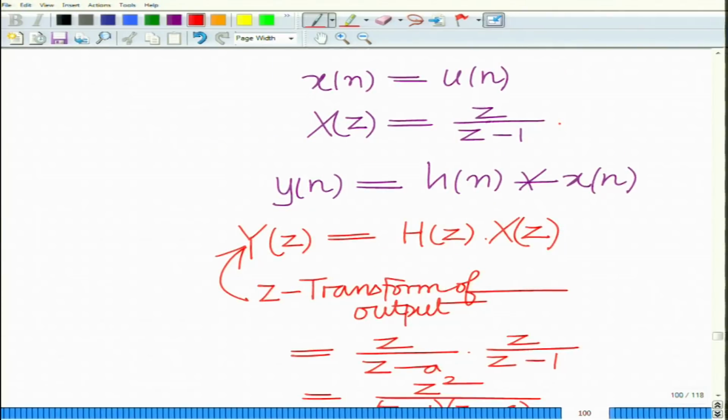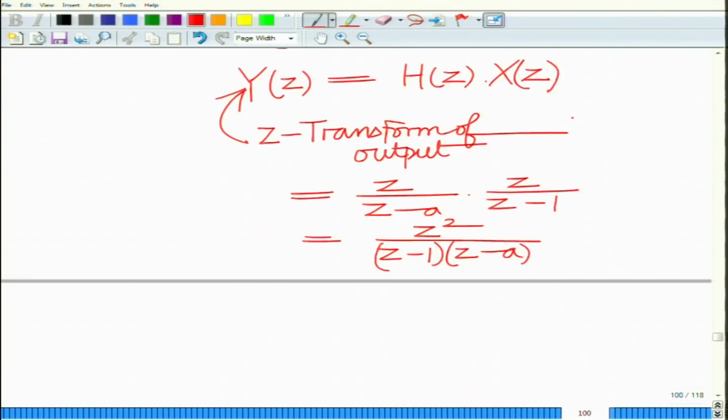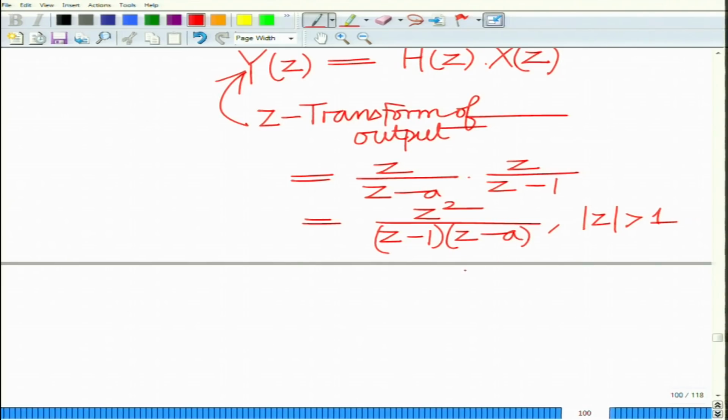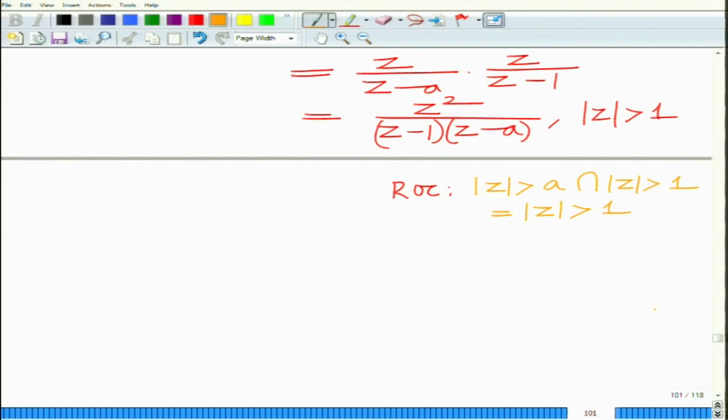Now, remember the ROC of this is basically magnitude of z greater than 1. Previously, we had magnitude of z greater than a. So, you combine both these things. Now, since a is less than 1, the ROC basically has to include both magnitude z greater than 1 and magnitude z greater than a. So, this has to be the intersection of these two regions. So, the net ROC will simply be magnitude of z greater than 1. You can also see this: the ROC is the intersection of magnitude z greater than a with magnitude z greater than 1, which is equal to magnitude of z greater than 1, since a is less than 1. Okay.